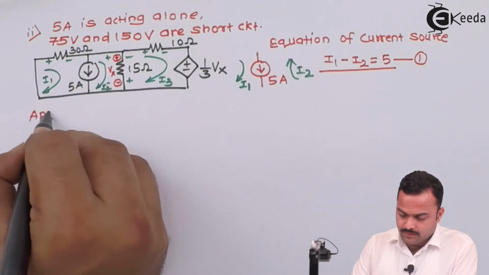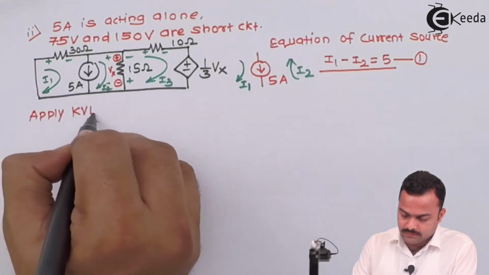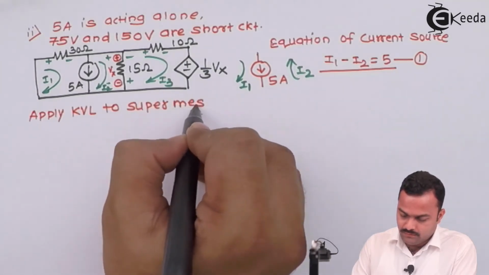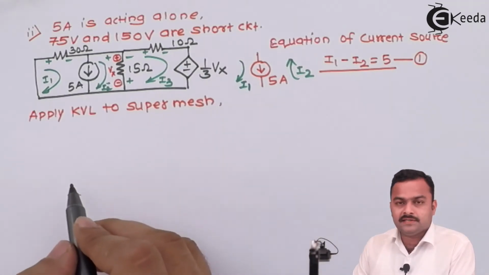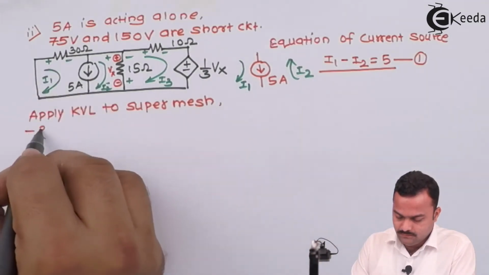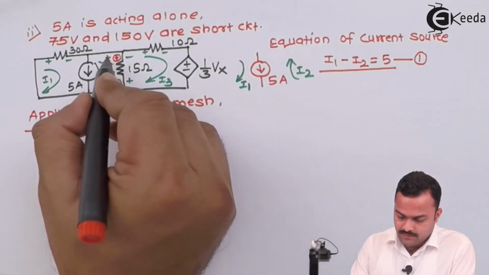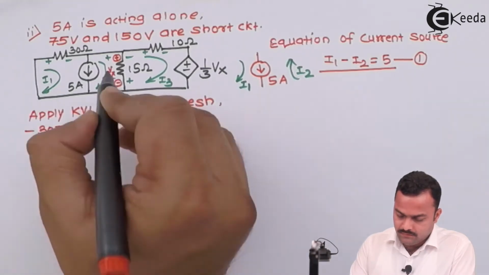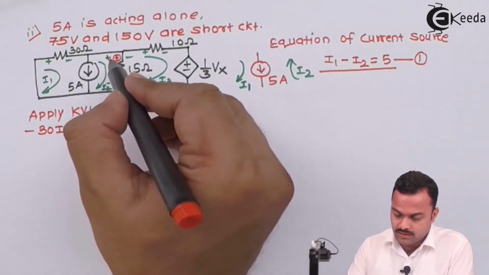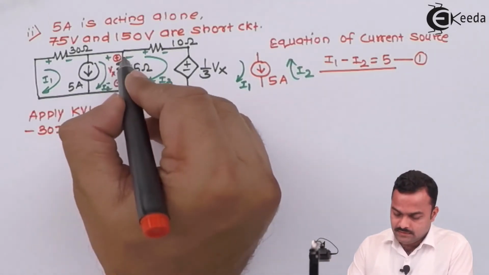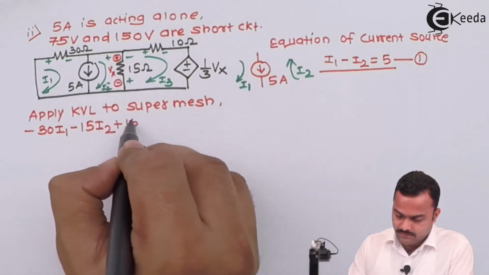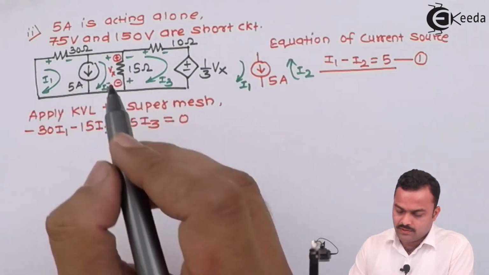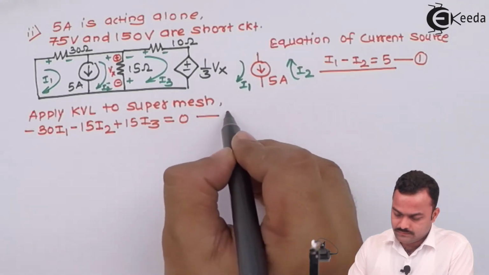Now the second equation we will obtain by applying KVL to the supermesh, which is a combination of mesh 1 and mesh 2 by bypassing the current source. So plus minus, minus 30 I1, plus minus, minus 50 I1, 50 I2. We are just concentrating on the polarity that is marked by us. Minus plus, plus 15 I3 equal to 0. A very straightforward equation we get over here as equation number 2.